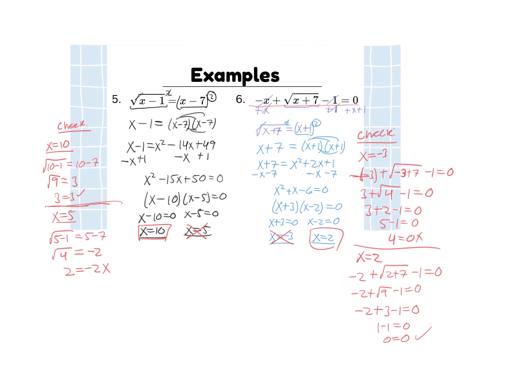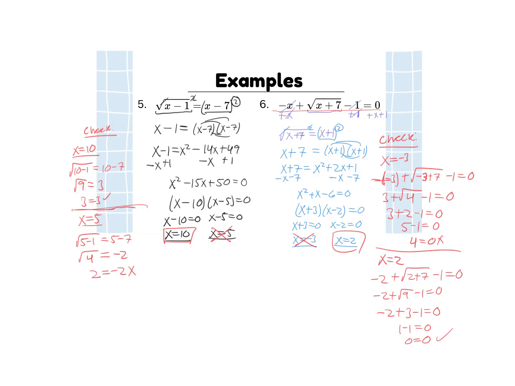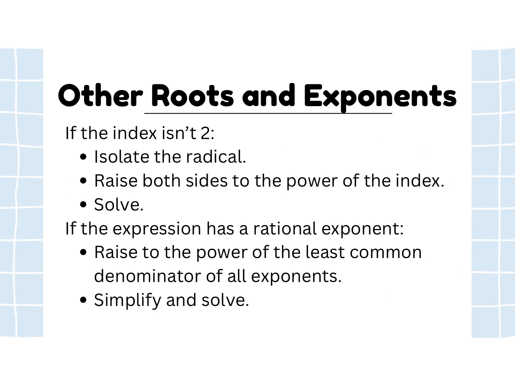So that's it for this first half. The second half is going to be slightly different, but still kind of ties into what we were doing for these first 6 examples. So, other roots and exponents. If you have a radical that isn't a square root, for example the cube root of x equals a number, or the fourth root of x equals a number, it's still the same thing. You would isolate the radical, raise both sides to the power of the index, and then solve as normal. If it's a rational exponent, you would raise to the power of the least common denominator of all the exponents, and then simplify and solve.